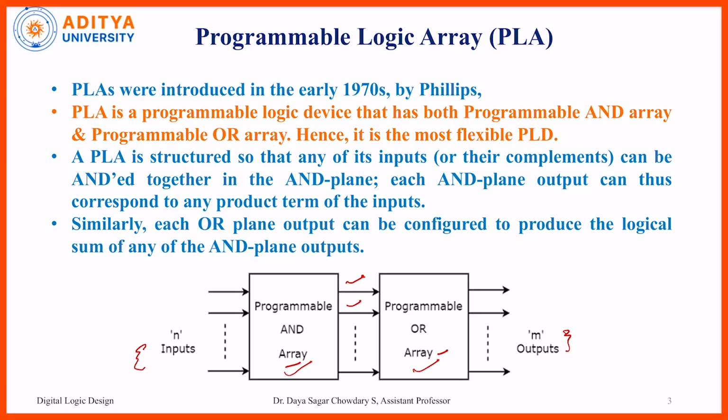We call those minterms. Because of the minterms, we can implement these minterms with the help of AND gates. That is why we are using this AND array.